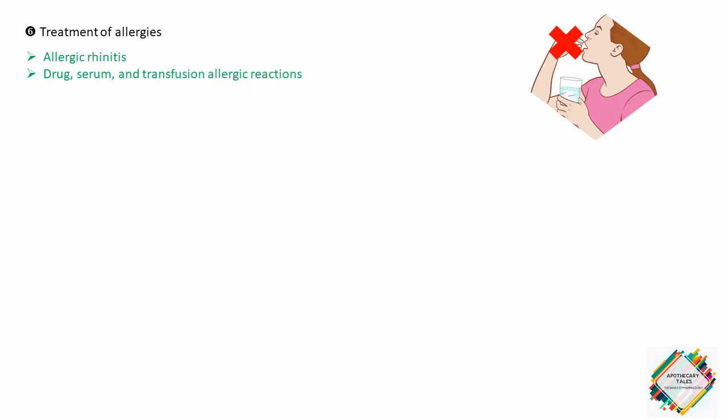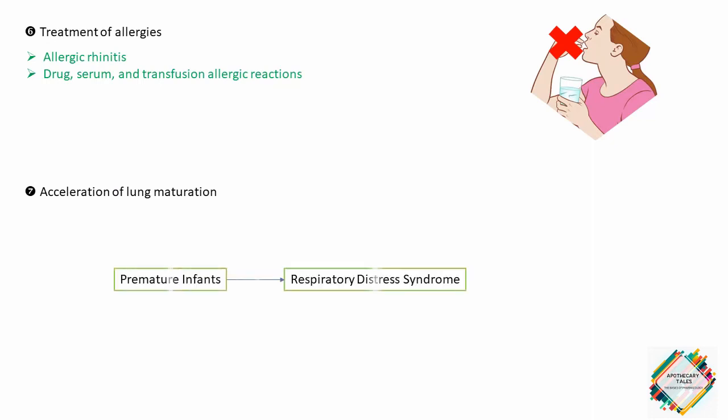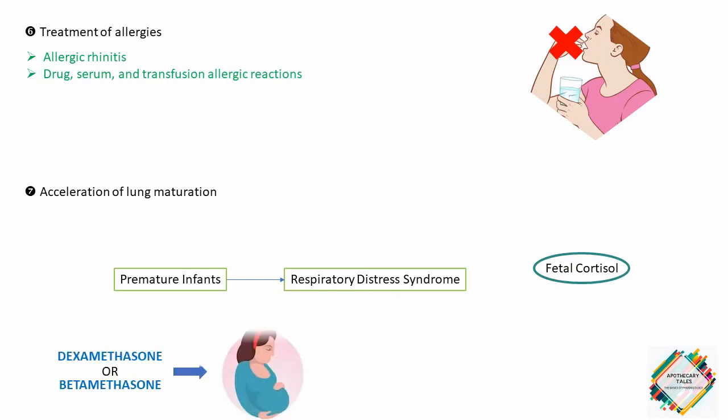Next, it is used for the acceleration of lung maturation. Respiratory distress syndrome is a problem that has been found in premature infants. Fetal cortisol is usually the regulator of lung maturation. Consequently, a regimen of betamethasone or dexamethasone is usually administered intramuscularly to the mother within the 48 hours preceding premature delivery, which would accelerate the lung maturation in the fetus.